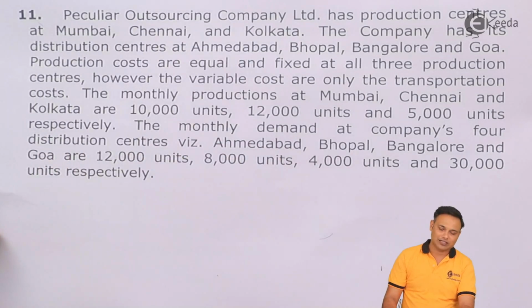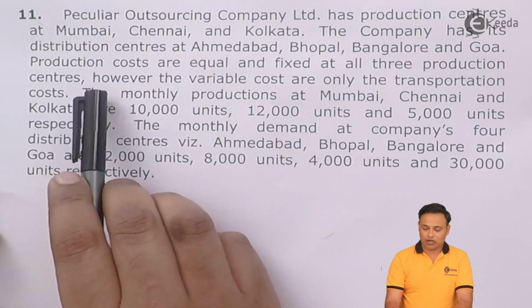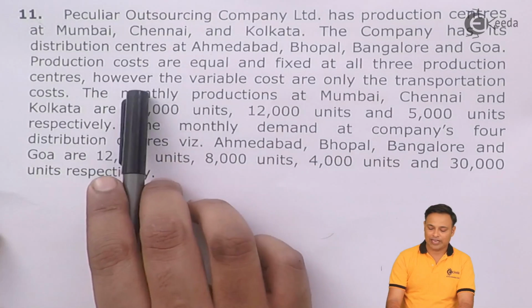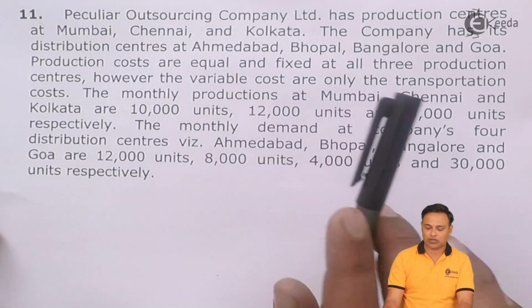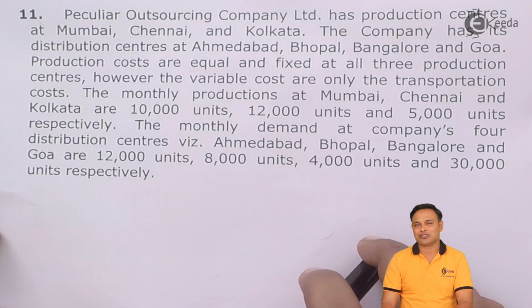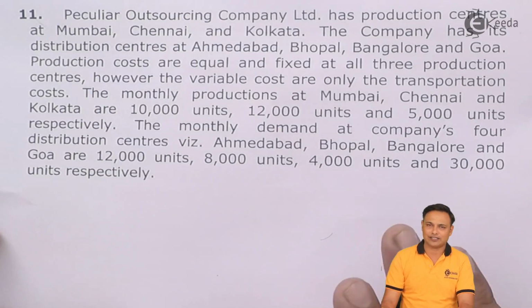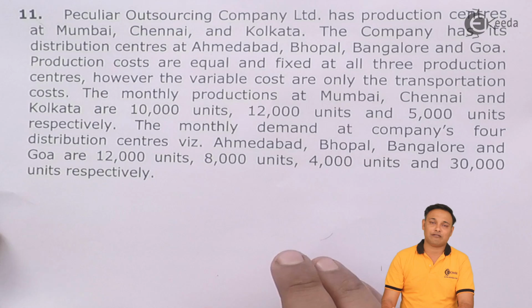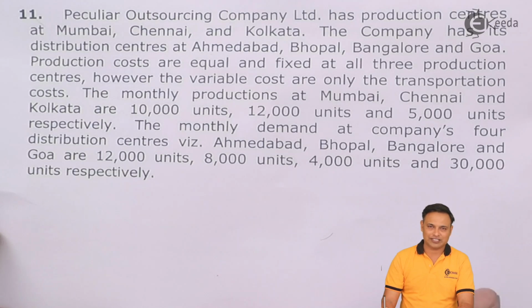and Kolkata. The production costs are equal and fixed at all the three centers. However, the variable costs are only the transportation cost. So the cost of production and all the other costs are the same at all the three centers, but the cost of transportation varies. It changes according to location.